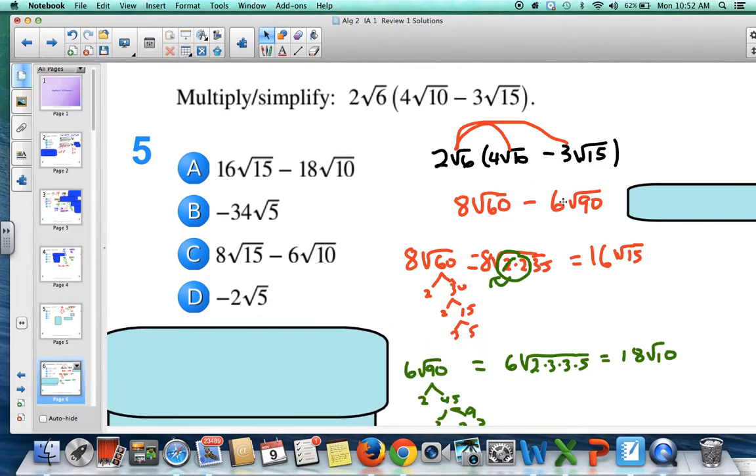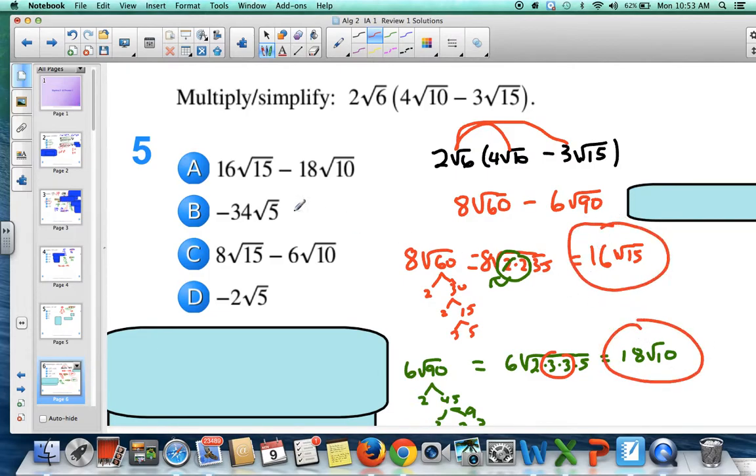And then when I look at the square root of 6 times the square root of 90, now that becomes square root of 90 is 2 times 3 times 3 times 5. So what comes out of there is the 3. So 6 times 3 is 18, so it's 18 square root of 10. So we have, basically, there's our answer. So it's going to be 16 square root of 5 minus 18 square root of 10. So A is the answer there.